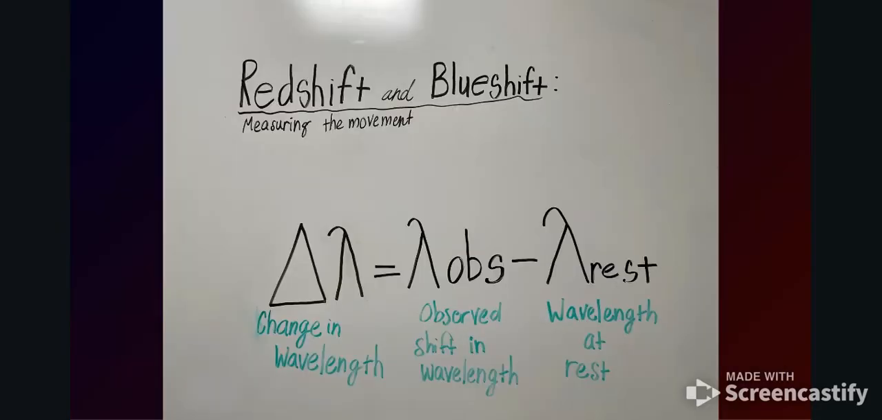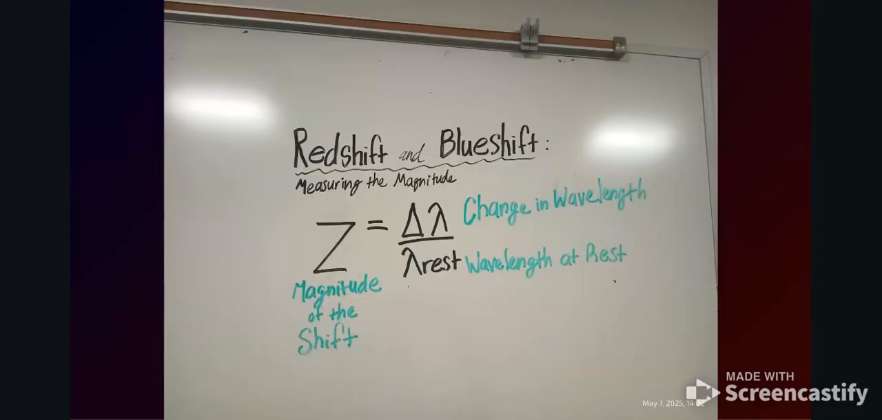The difference in wavelength is found by subtracting the wavelength at rest from the observed shifted wavelength. If there's a larger observed wavelength, the difference will be greater. If there's a larger wavelength at rest, the difference will be smaller. Finding the magnitude of the redshift or blue shift is found a different way, but including the same variables. Z, the magnitude of the shift, is equivalent to the difference in wavelength found in the first formula divided by the wavelength at rest. Larger rest wavelength means smaller magnitude of shift. Larger wavelength difference means larger magnitude of shift.